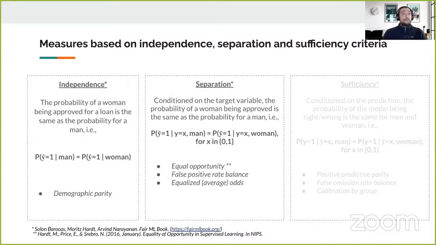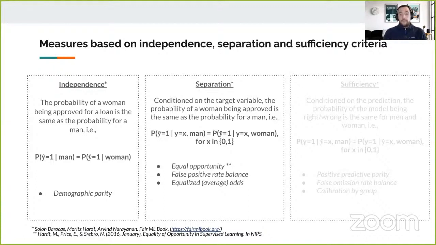At a high level, most of the group fairness metrics fall into one of three buckets: independence, separation, and sufficiency. Continuing with our example from before, independence requires that the probability of a woman being approved for a loan be the same as the probability for a man. This is probably the most common way to think about fairness. It's also known as demographic parity.